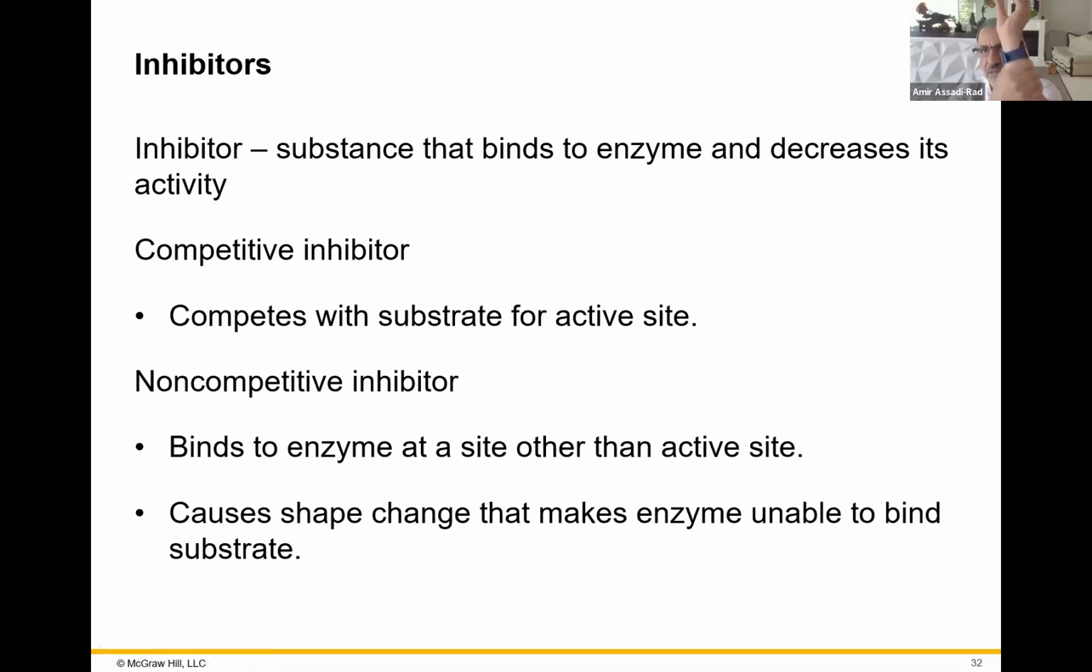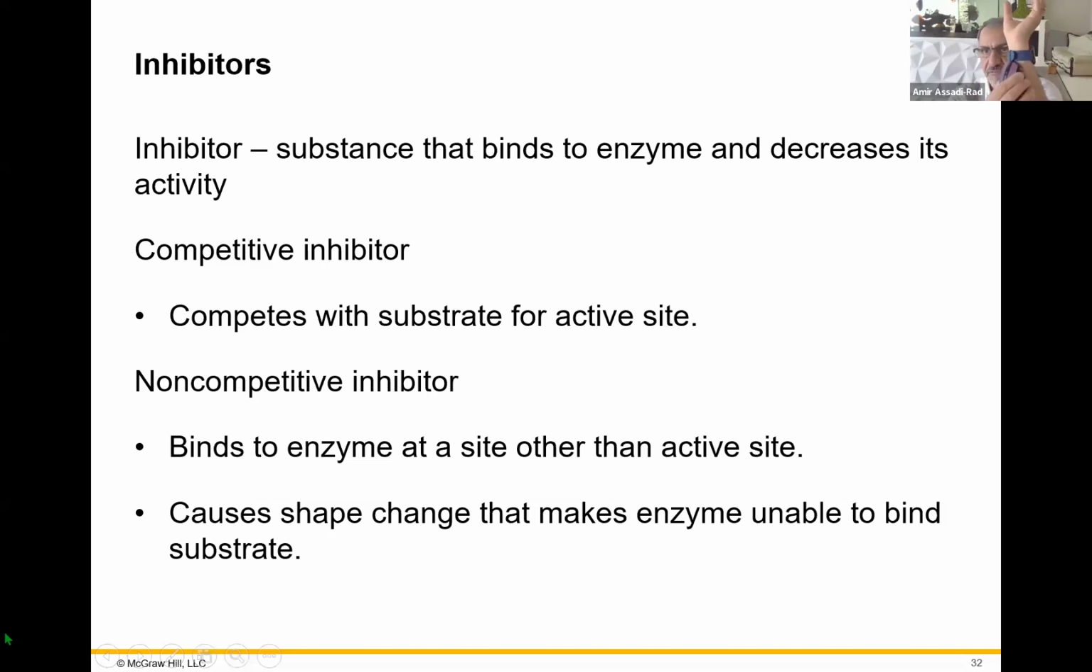You remember I showed the rest of my arm too. I didn't stop the image right here. I went right here. So if the inhibitor sits here, that would be the active site. However, that's called the competitive inhibitor. Non-competitive binds to the enzyme at a site other than the active site.